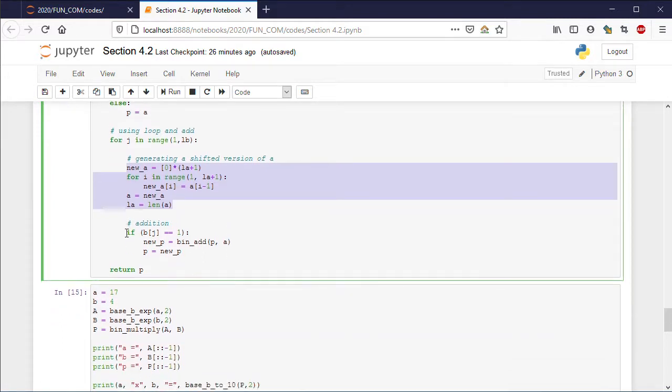And then after that, we're going to check whether or not Bj equals 1. If Bj equals 1, the new product will be the result of a binary addition of P and A. Remember, at this point, A is a shifted version of A. So eventually, I let P equal the new P, right?